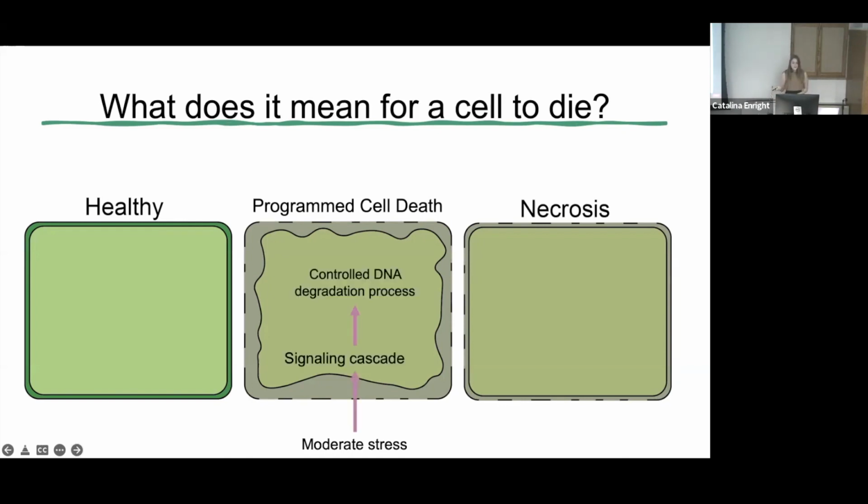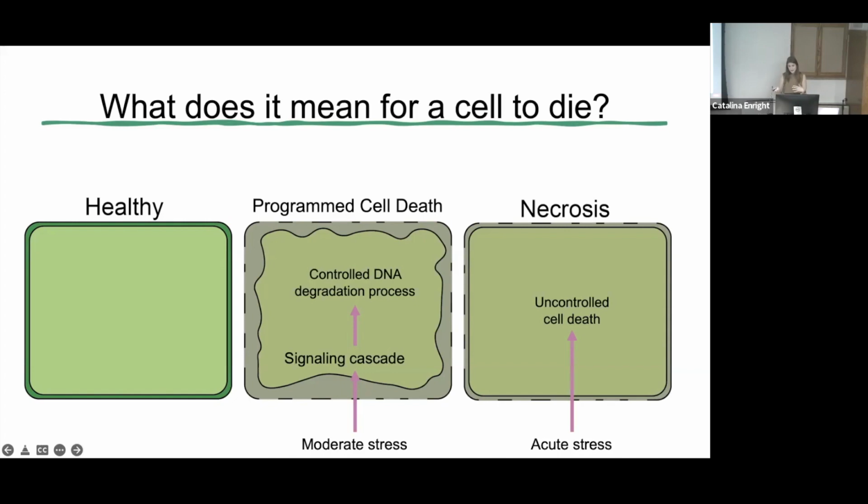So moderate stress can lead to a signaling cascade, some sort of perception of that stress that then leads to a genetically controlled DNA degradation process. Whereas necrosis is caused by an acute stress, something so significant or abrupt that the plant cell has no ability to respond to this, and it leads to uncontrolled cell death.